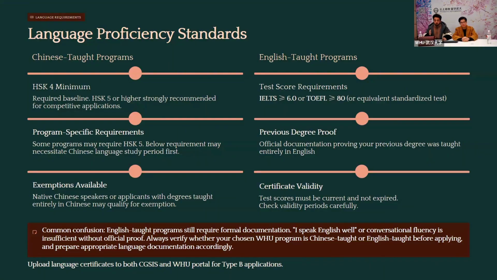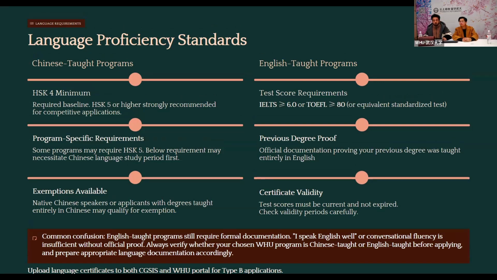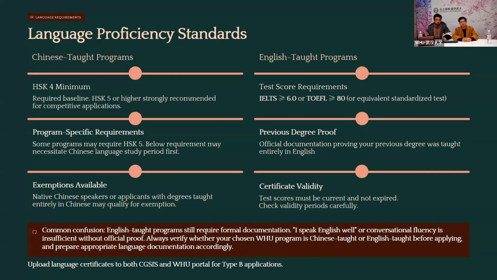And if we are talking about English taught programs, a test score is required. If you are giving IELTS, the score is 6, and TOEFL should be more than 80, or equivalent standard tests are acceptable if you are applying for Wuhan University, or previous degree proofs. And previous degree proofs, like official English proficiency from your last institute, work to apply for this scholarship.